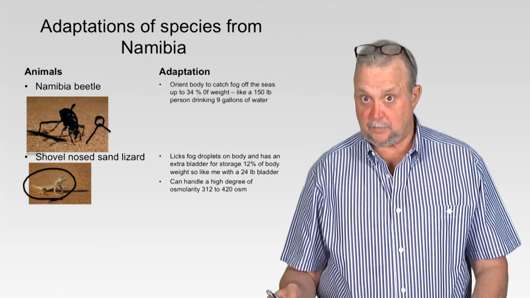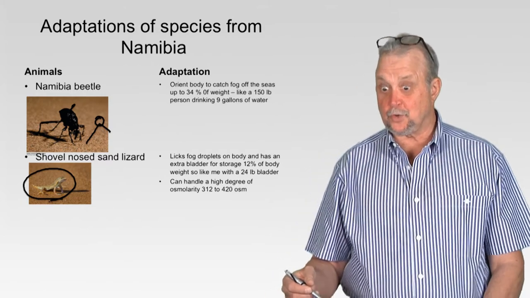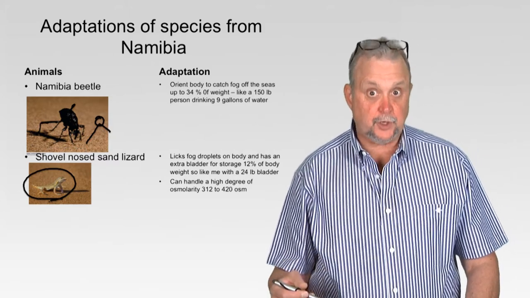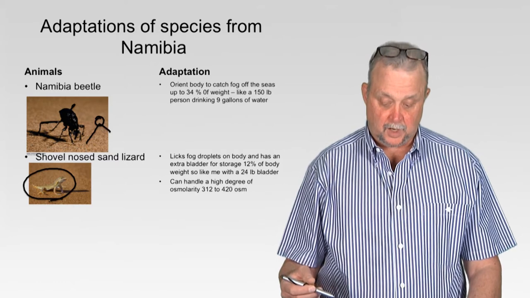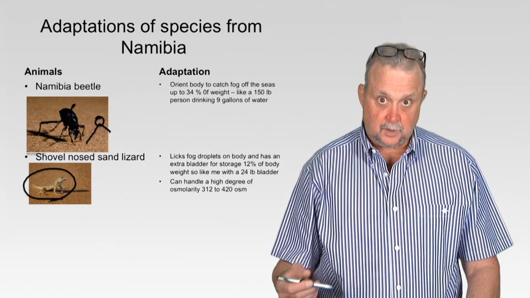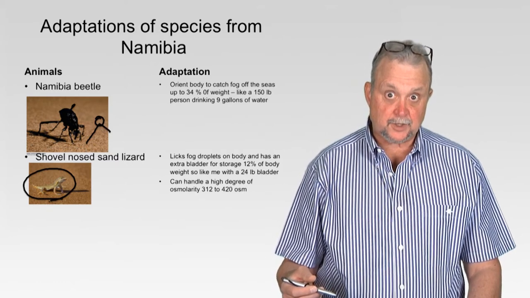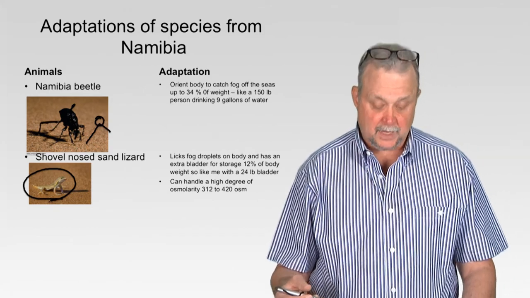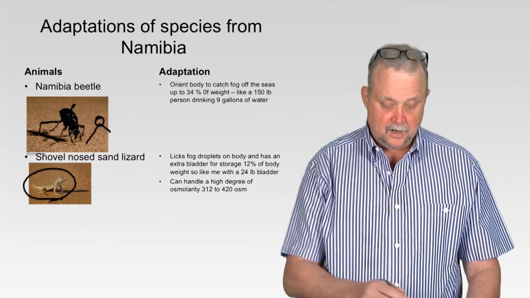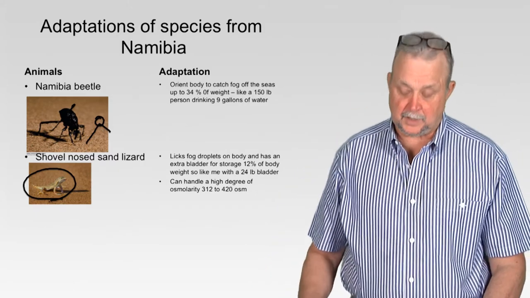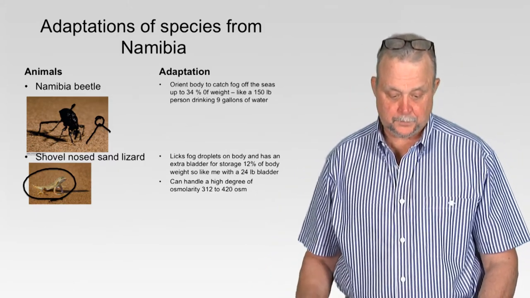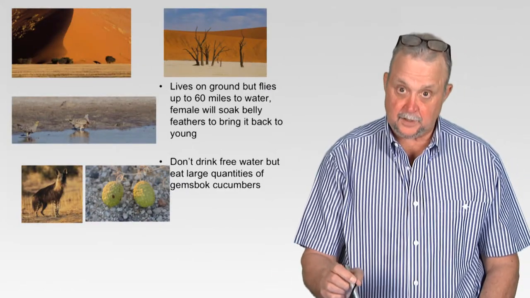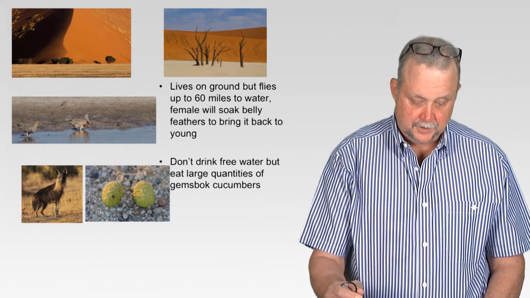They also have an extra bladder, but it's really not for storing urine, it's storing water. So when times are good and they can get a lot of moisture from the fog, they'll build up their water in their bladder so much so that, for example, someone who weighs as much as I do would have like a 25-pound bladder, and they can handle extremely high levels of salt as well. And this is again what some of the desert looks like in the Namib, these apricot dunes.